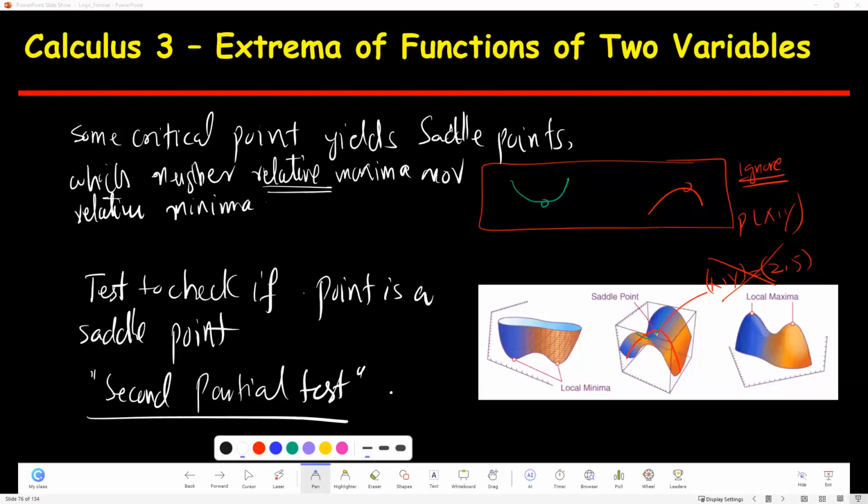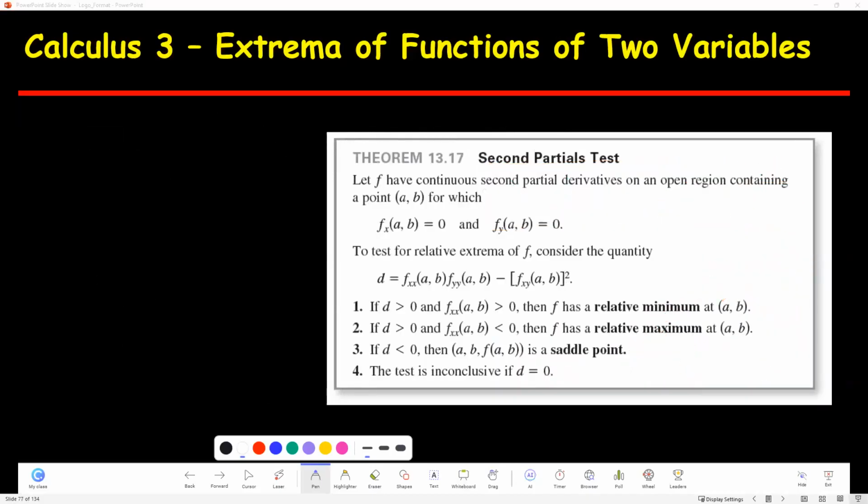In order to do the second partial test, I'm going to bring it here. The second partial test theorem looks pretty complicated, but don't worry about it. I'm going to make it simple. In order to do this test, the second partial test, I need to find the discriminant.